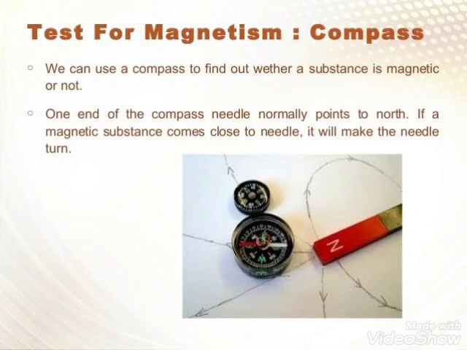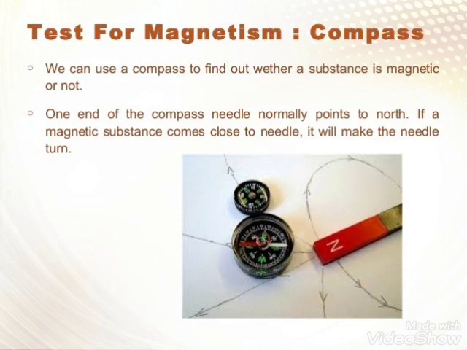Test for magnetism using a compass. So how can we test whether an object is magnetic or not, whether it is a magnet or not? We can use a compass for this to find out whether a substance is magnetic or not. So how can we use a compass?